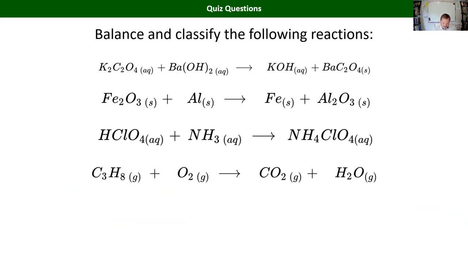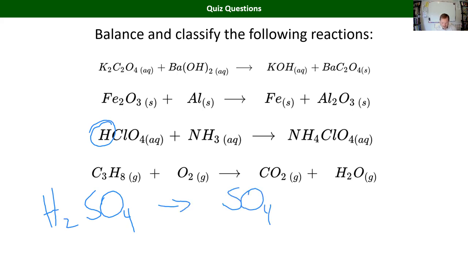A lot of times you will either be starting or ending with an acid, meaning an ionic compound where you've got hydrogen as your positive charge. So for instance, sulfuric acid is H2SO4. If you start with sulfuric acid and then you don't have sulfuric acid at the end, you wind up making, say, sulfate. Well, sulfate is just sulfuric acid missing its hydrogens, right? So again, if you start with an acid and then you don't have the acid on the other side, that's also a pretty good clue that it's an acid-base reaction.